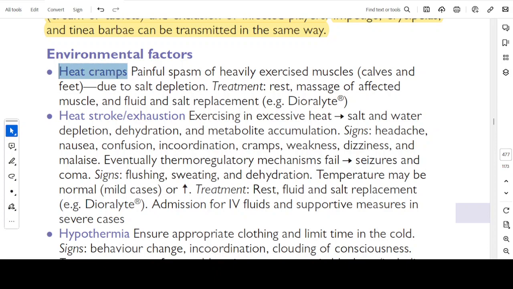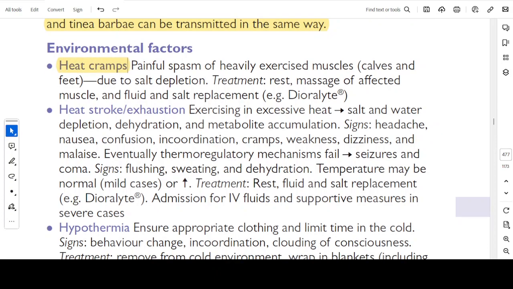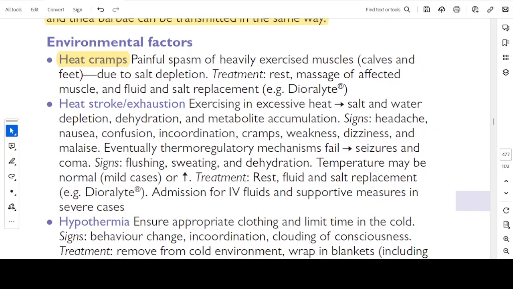Environmental factors: heat cramps, painful spasm of heavily exercised muscles, calves and feet due to salt depletion. Treatment: rest, massage of the affected muscle and fluid and salt replacement, such as Diurolite.